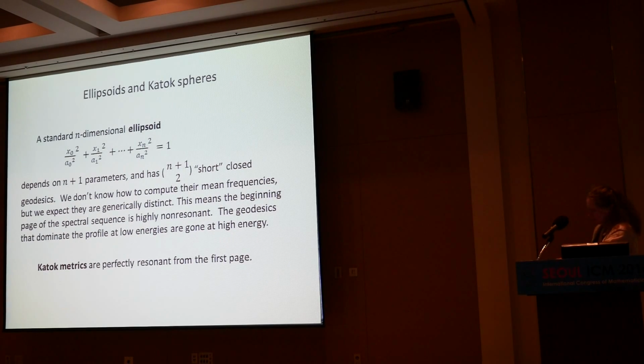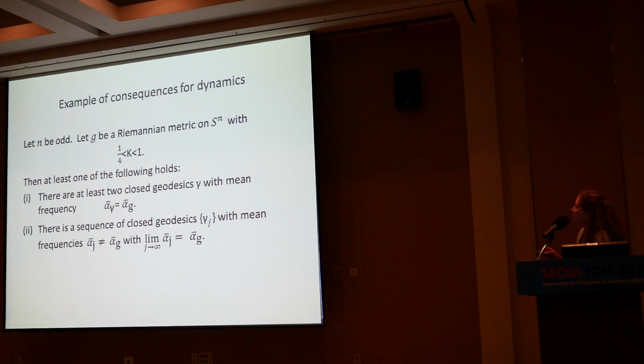Let me just give two more applications. This is one of the consequences for dynamics. So if n is odd, and if we pick a Riemannian metric that is quarter-pinched, then at least one of the following holds. Either there are two closed geodesics with mean frequency equal to this global mean frequency of the manifold, which is a non-generic condition, or there is a sequence of closed geodesics with mean frequencies approaching this number. So in which case there are definitely infinitely many.